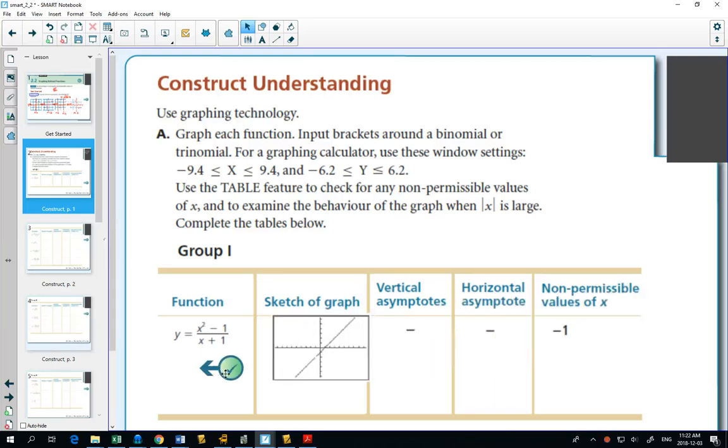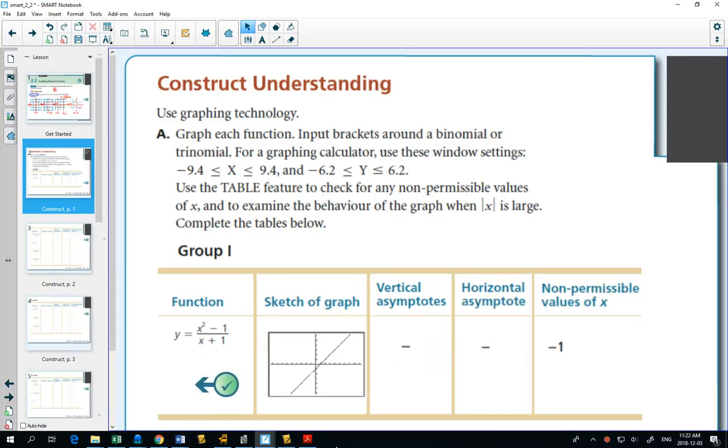So check your graphs. The first graph has no asymptotes. And I'd like you to draw an open circle right there on your graph. Put arrowheads on the end. This introduces a graph with a hole in it.